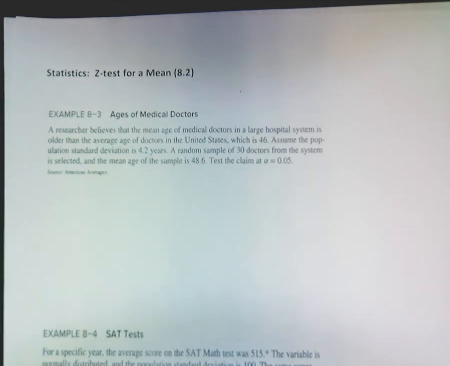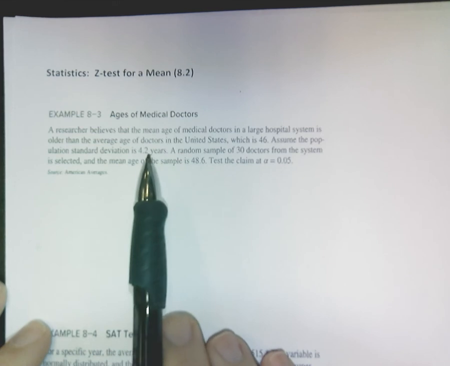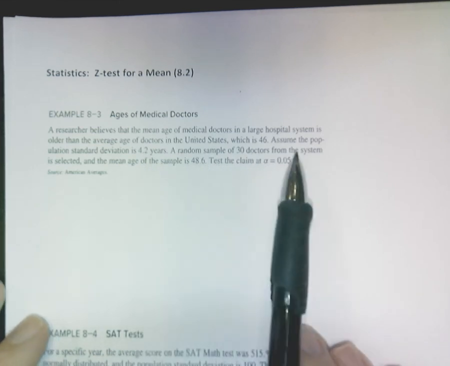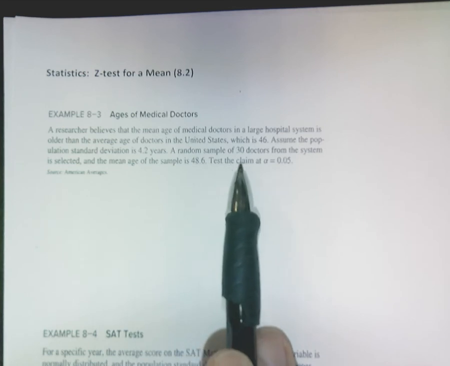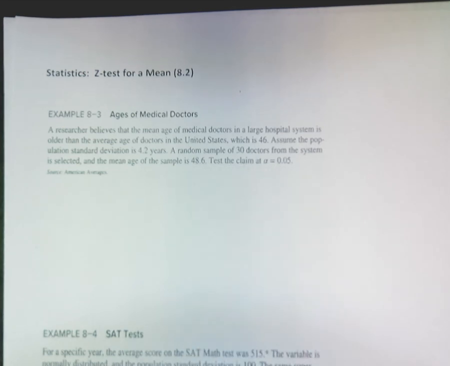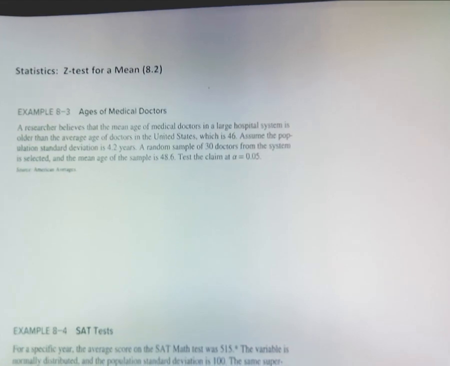So this is what they're claiming. I think they're actually older, which is 46. Assume the population standard deviation is 4.2 and a random sample of 30 doctors from the system is selected, and the mean age of the sample is 48.6. Test the claim at 0.05 significance. Wow, lots of information here. So let's not freak out. We can do this. We've done this before.